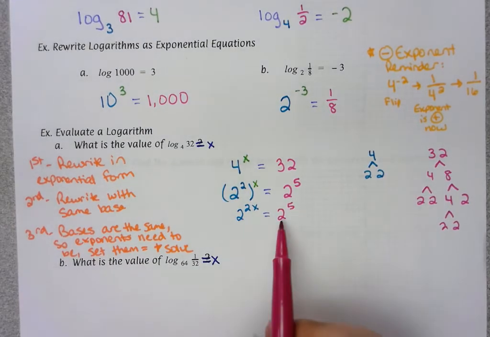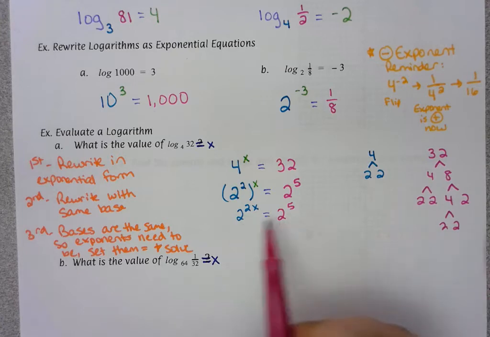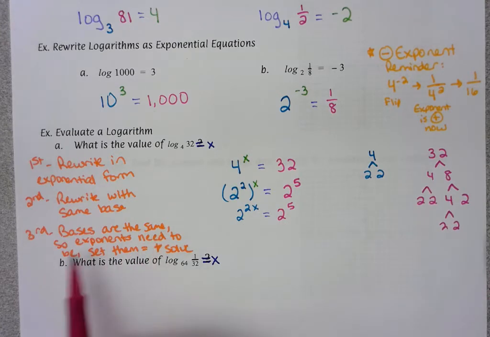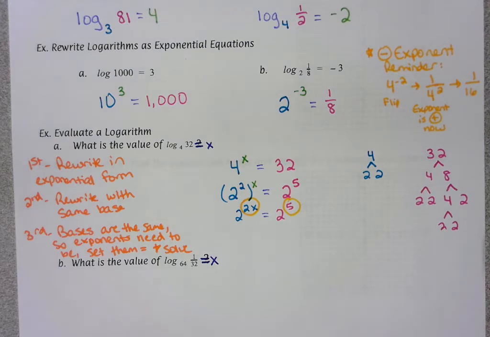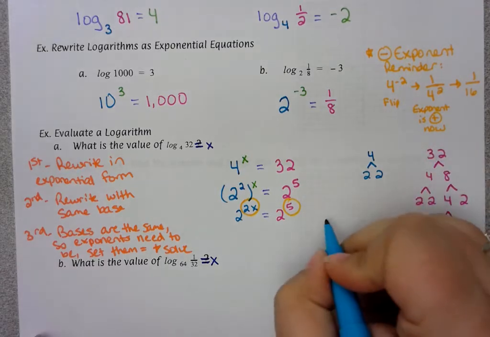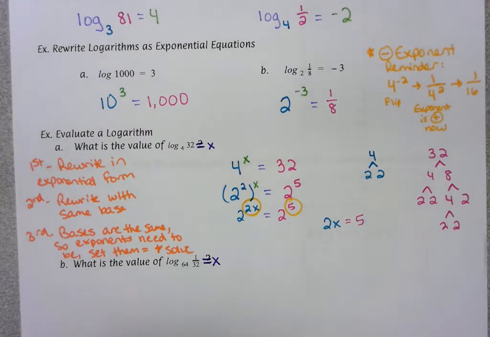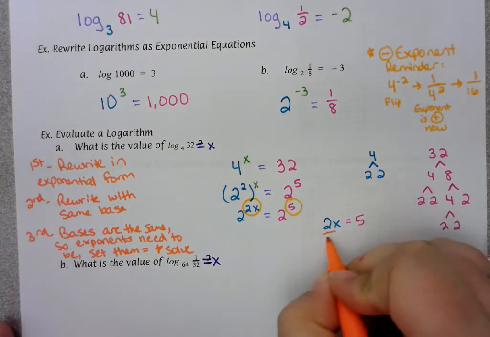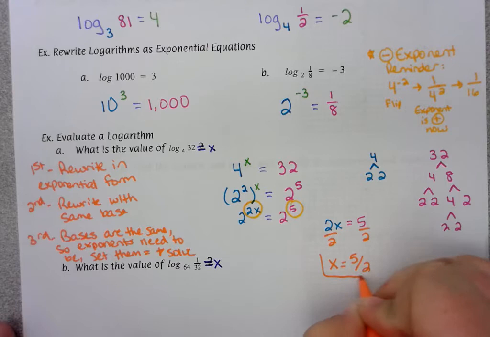So now I've rewritten them with the same base. They both have a 2 because their factor tree worked out like that, and I'll make sure that the ones on your assignment do have that, that they come up with the same base. Now that the bases are the same, the exponents need to be also. So I can take these two exponents, 2x and 5, and set them equal to each other. So 2x equals 5, and then I will solve that. So divide both sides by 2. So x equals 5 halves, and that's my answer.